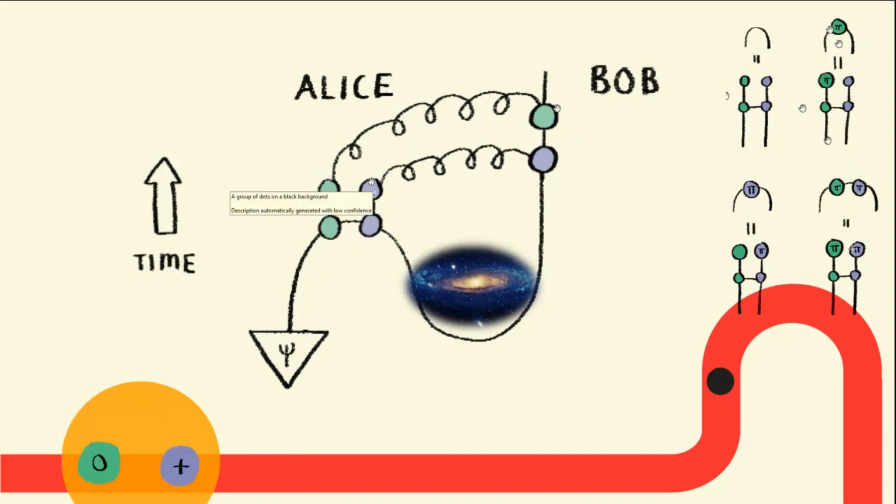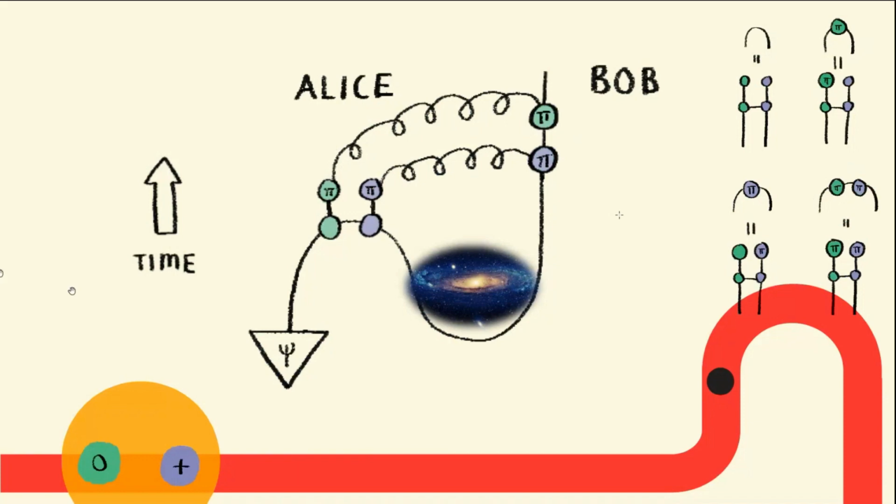Yes? Are the loops in the wires just for artistic effect? Yeah, so the loops are meant to represent a classical phone call. So this doesn't represent quantum information. This is just literally Alice picking up the phone and phoning Bob.